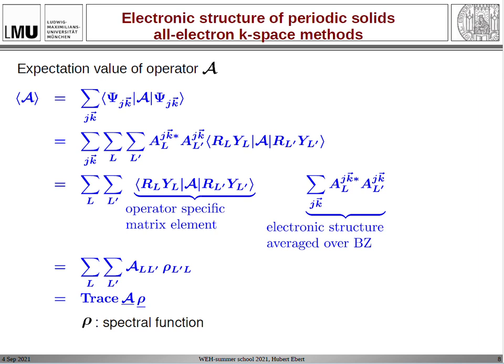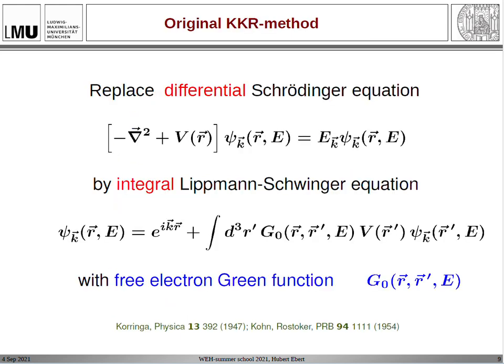And so this is a very compact representation of the calculation of an expectation value. And you may ask whether it's possible perhaps to have that in one shot without going over the representation in terms of Bloch functions. Before we come to that, I want to speak also briefly on the original KKR method that was, as you heard this morning, introduced by Korringa, Kohn, and Rostoker.